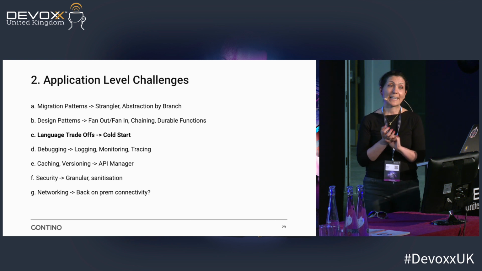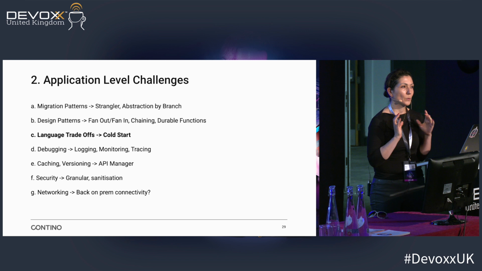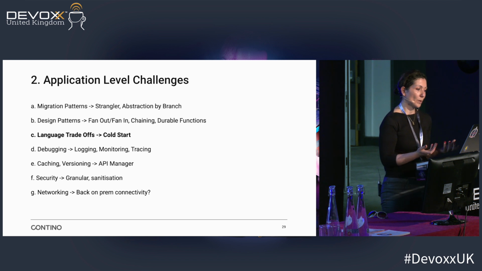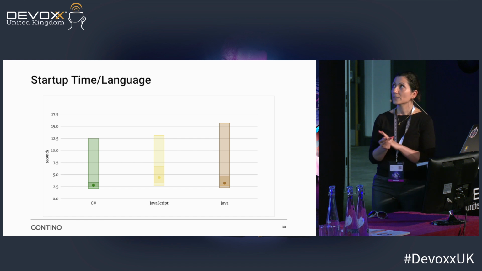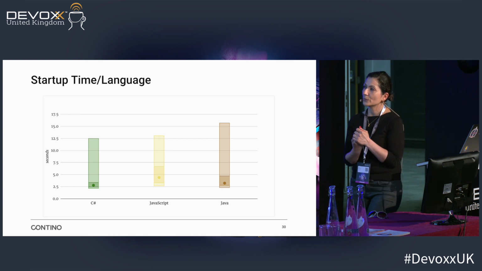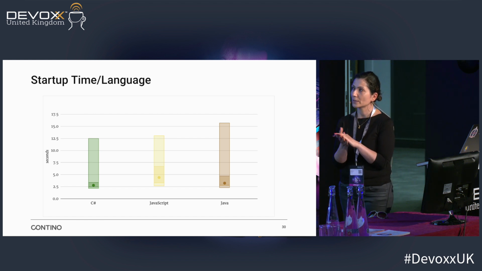And the third one is the language trade-off. There's something called cold start. I don't know if you've heard of it. Every time we trigger a function, it does need to warm up. It happens with all web servers, actually, but when it's a container, it's a bit tricky. This is one of the examples of version 2 of Azure Functions.